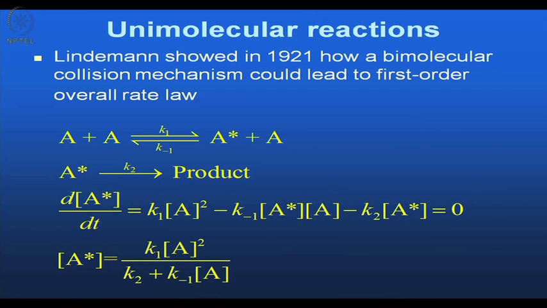So, the mechanism goes like A plus A. It is a collision process, a bimolecular collision. Termolecular collision is again a phenomenon of least probability, but bimolecular collision is possible. That is, one molecule is reacting with another molecule of the same kind, or one atom is reacting with another atom of the same kind. It is called a bimolecular collision. So, A plus A.